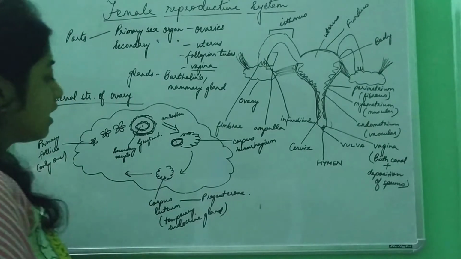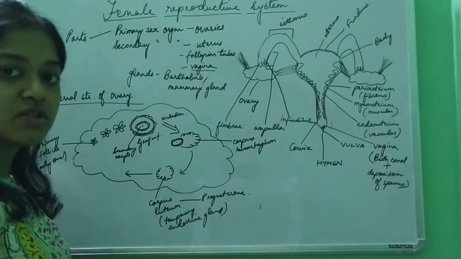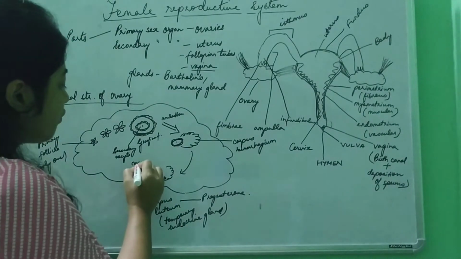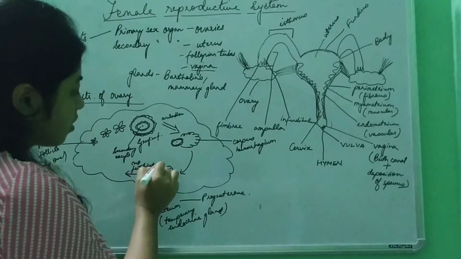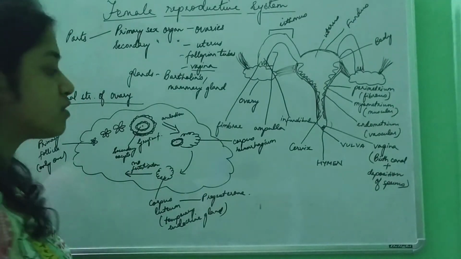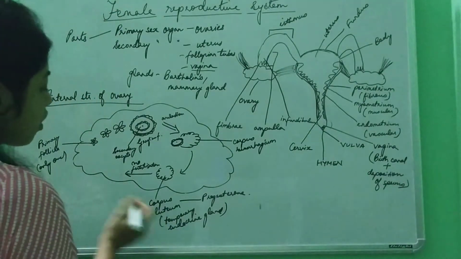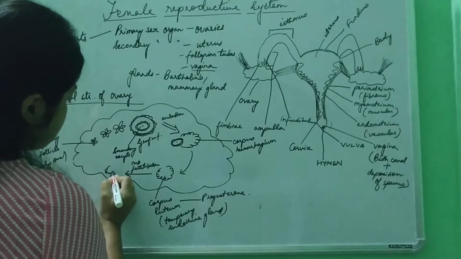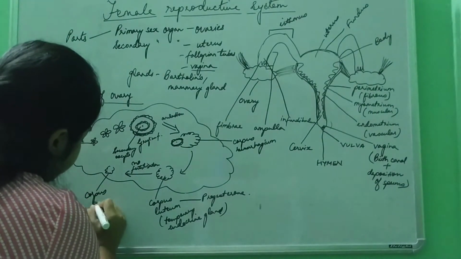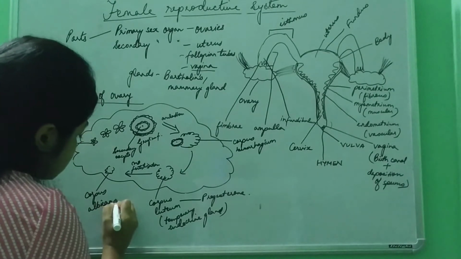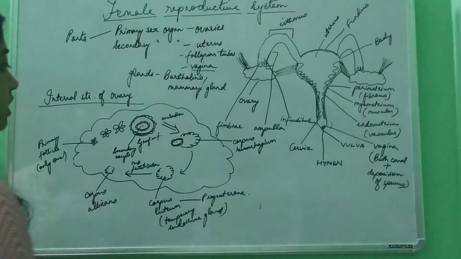See, if fertilization occurs, this will again change to a different structure. But if there is no fertilization, copulation did not occur, sperms are not received, then this corpus luteum will again degenerate and change to corpus albicans. This degenerates.